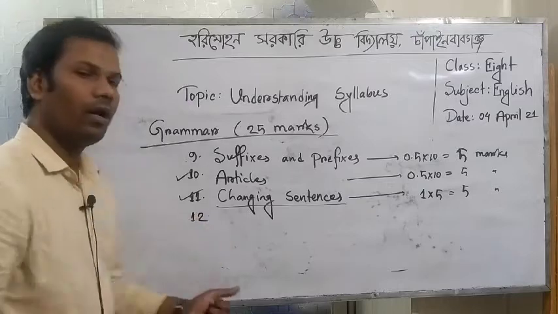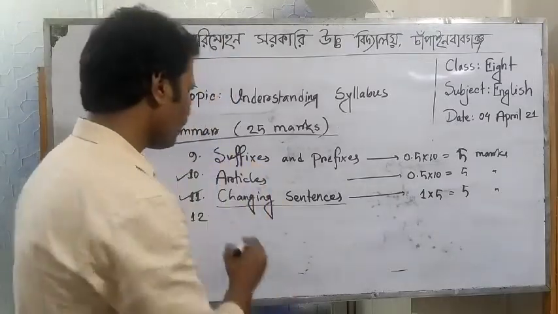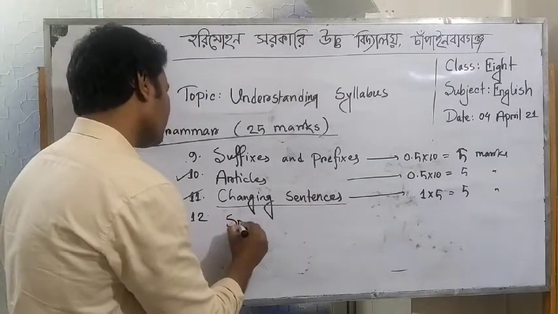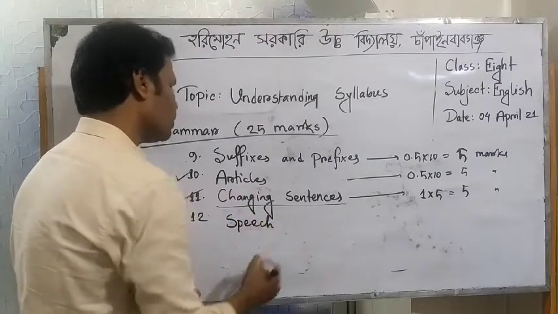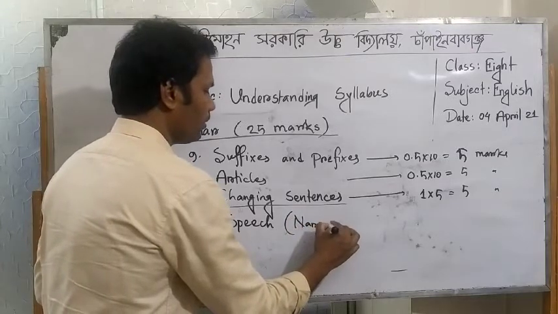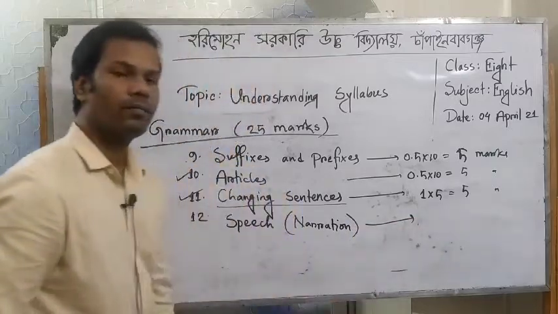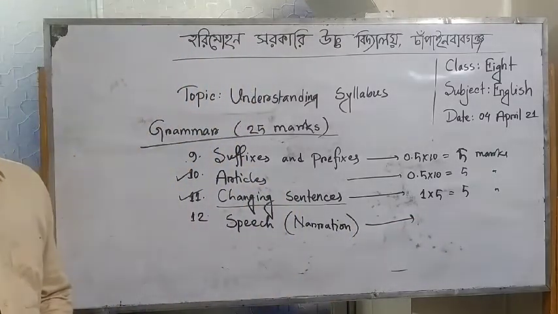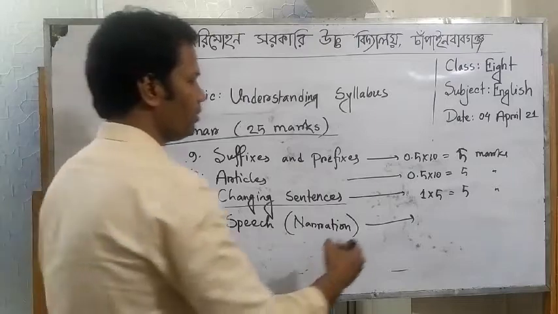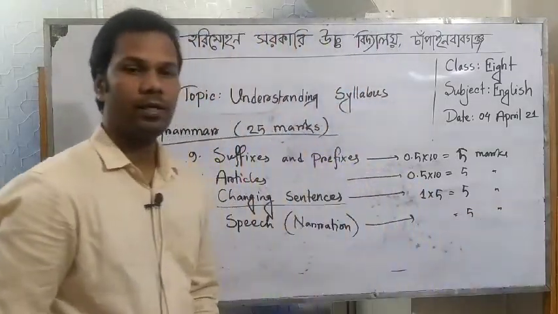Okay, number 11 and number 12. Number 12 grammar item is speech, that means narration. Narration change. Direct narration to indirect narration, you have to change this, and here will be the 5 marks also. 5 marks, grammar, narration, sentence.